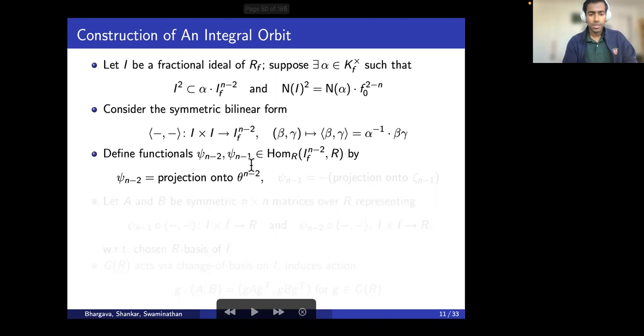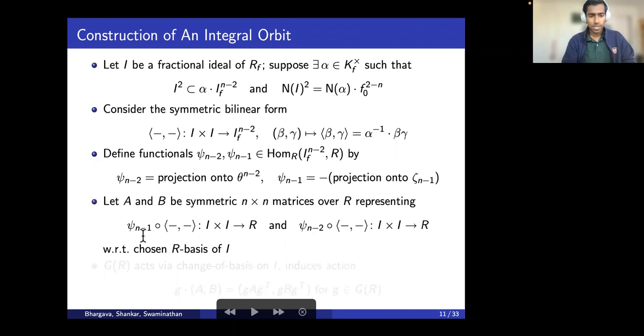Now a bit of notation. So I'm going to define two functionals, psi_(n-2) and psi_(n-1) on I_f^(n-2). Psi_(n-2) is just going to be projection onto the theta_(n-2) basis vector. And psi_(n-1) is minus a projection onto zeta_(n-1). Okay, so given those functionals, we can compose those functionals with our symmetric bilinear form. And we get two new symmetric bilinear forms on I with values in R this time.